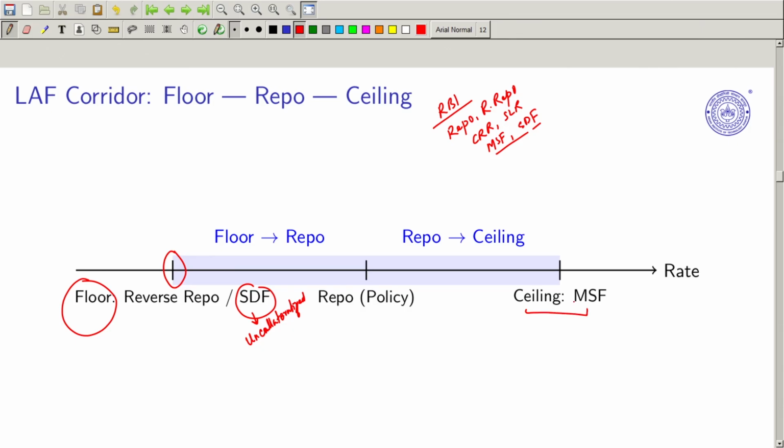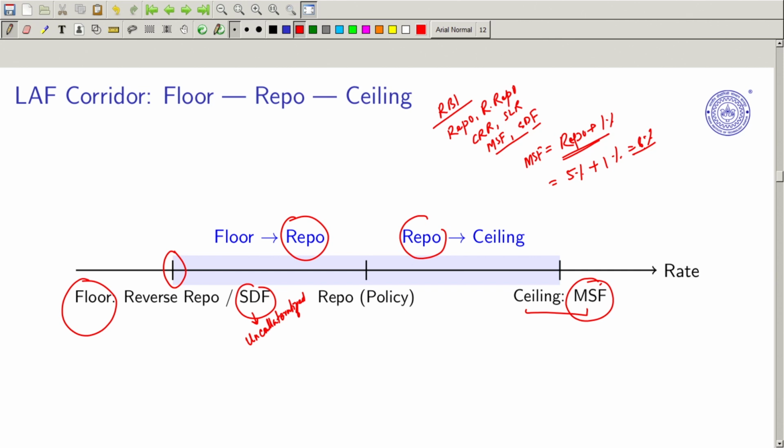So here we have the floor, and here we have the repo, which is going towards the ceiling, and in the ceiling we have the marginal standing facility. Why is it on the ceiling side? Because the marginal standing facility is normally the repo plus 1%. So if the repo is, suppose, 5%, the marginal standing facility will be 6%. This is a special window created for banks to borrow money from the RBI at a higher rate than the repo rate.